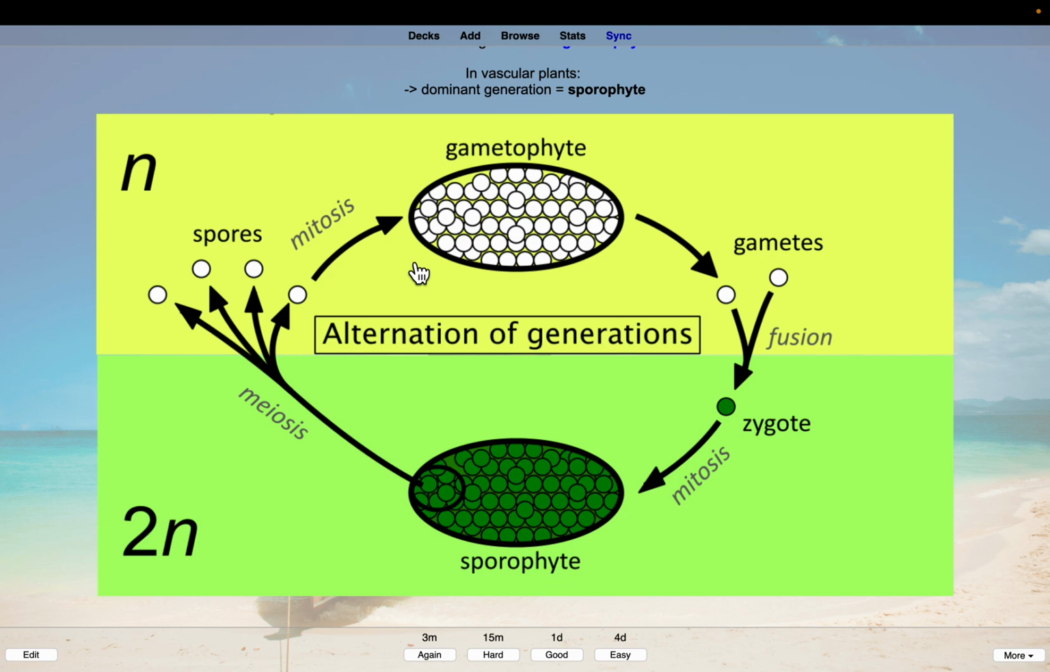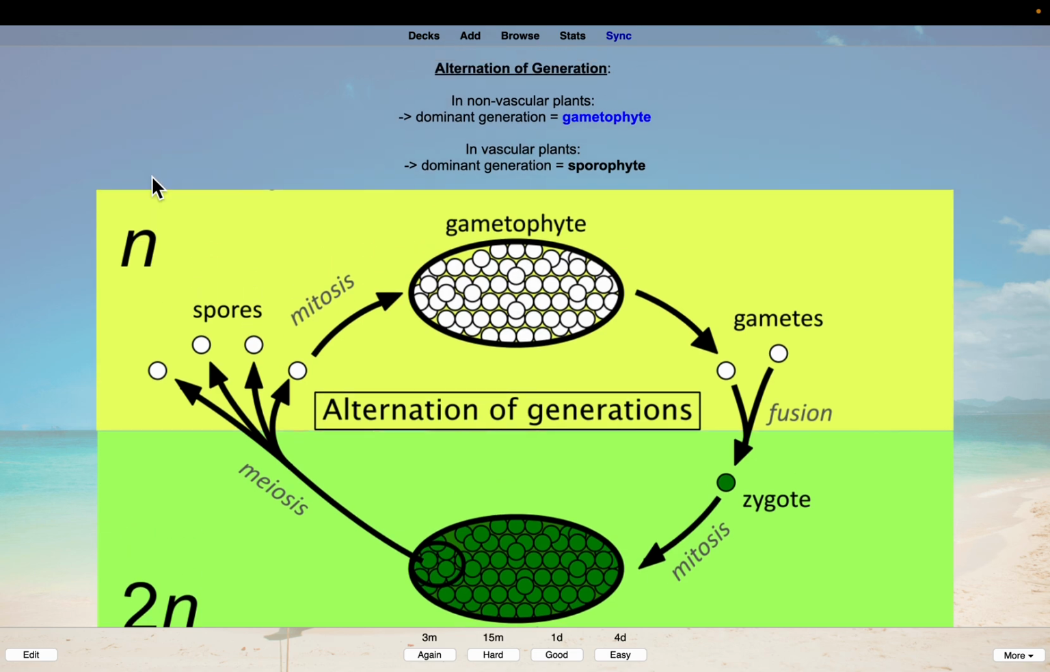Anyways, sporophytes are diploid. So as you can see here, 2n. 2n means diploid. Single n means haploid. Okay.